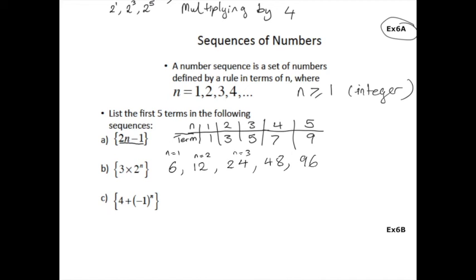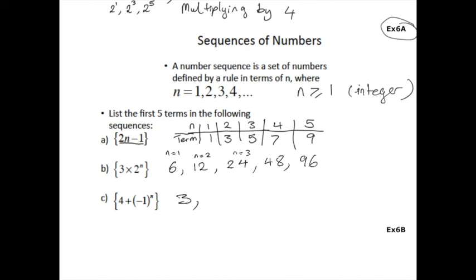All right, have a go at the next one. Can anyone tell me the first term? 3? Let's talk about it. When n is 1, what's negative 1 to the power of 1? Negative 1. 4 plus negative 1? 3. Anything to the power of 1 is just itself. And 4 plus negative 1, that's the same as 4 minus 1.